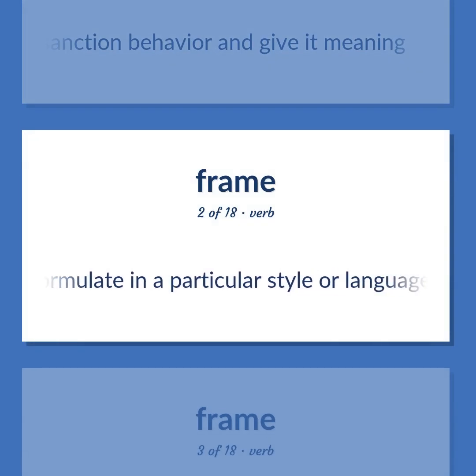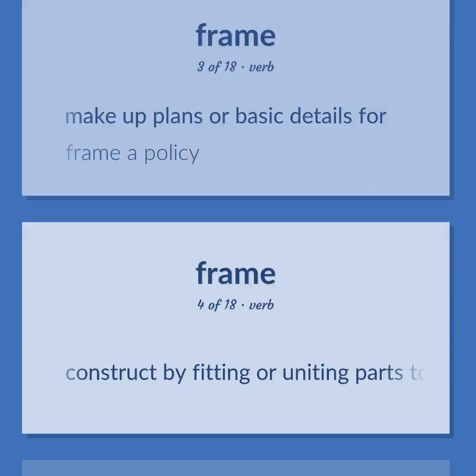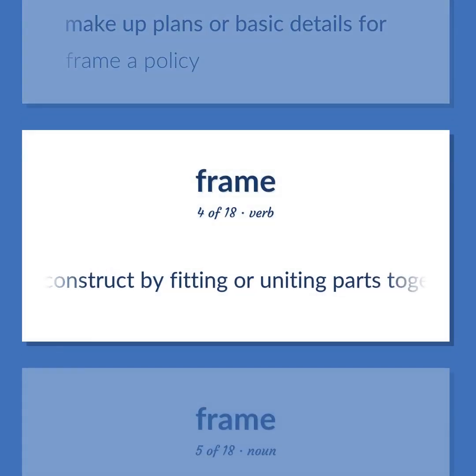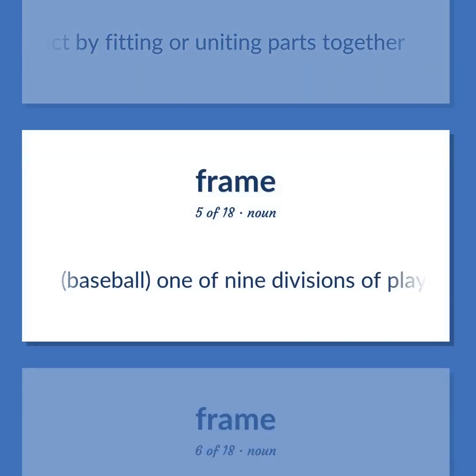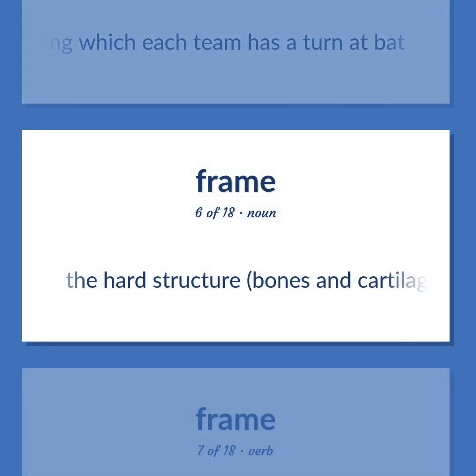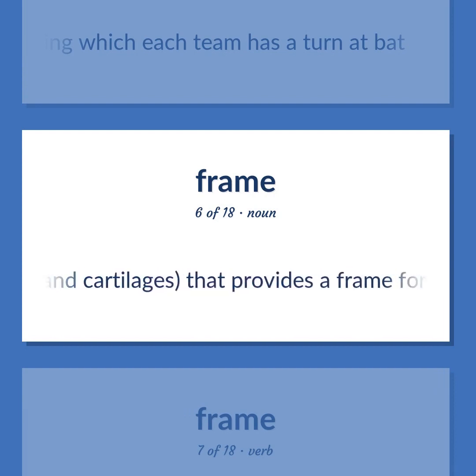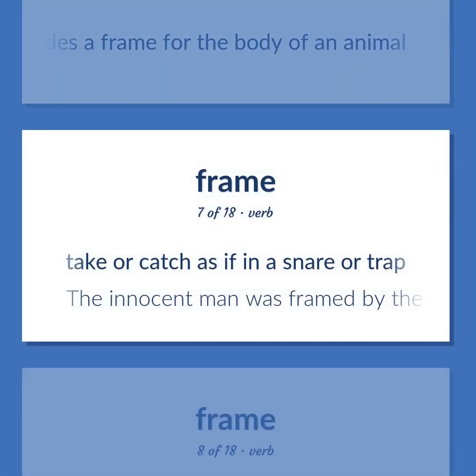Formulate in a particular style or language. Make up plans or basic details for. Frame a policy. Construct by fitting or uniting parts together. Baseball. One of 9 divisions of play during which each team has a turn at bat. The hard structure, bones and cartilages, that provides a frame for the body of an animal. Take or catch as if in a snare or trap.